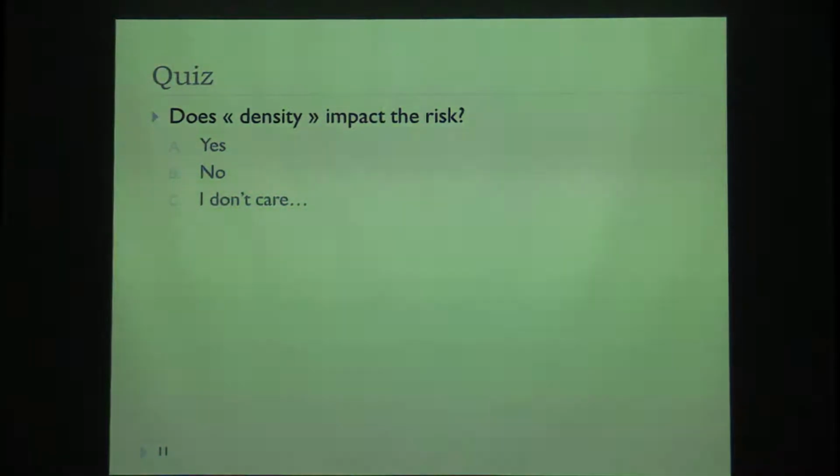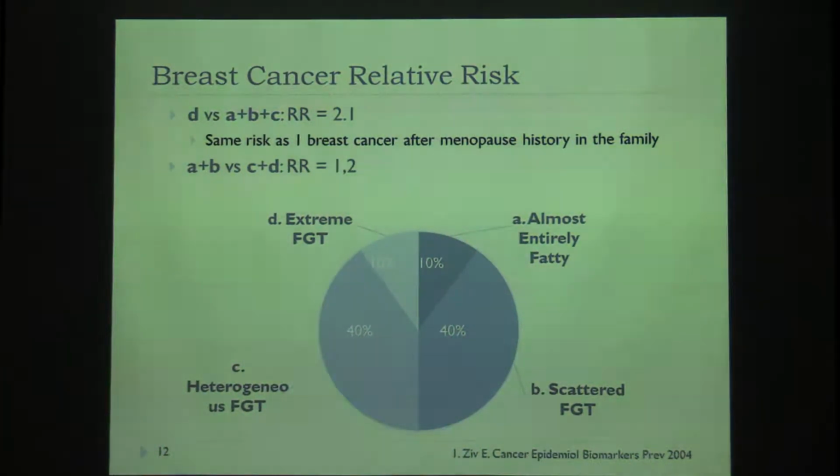Question: does density impact the risk of breast cancer? So actually, the former paper that talks about breast cancer risk compared 10% of the population, so extreme fibroglandular tissue, to 10% which was almost entirely fat. When you do this comparison, you find a relative risk of 4, which is huge, but it's just for 20% of the population. You cannot apply that to the whole population.